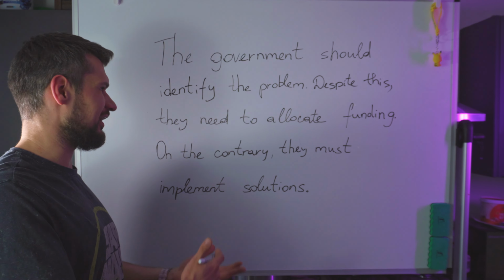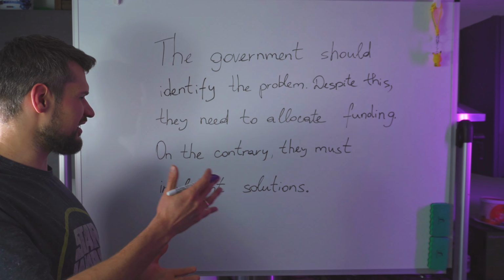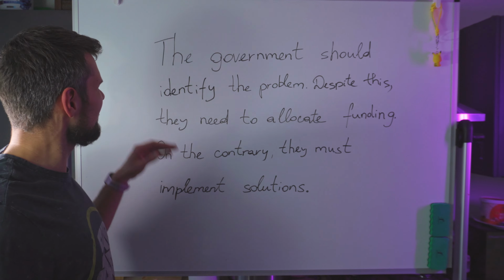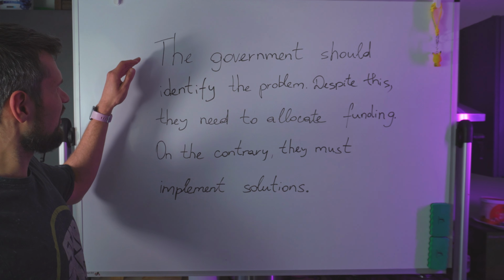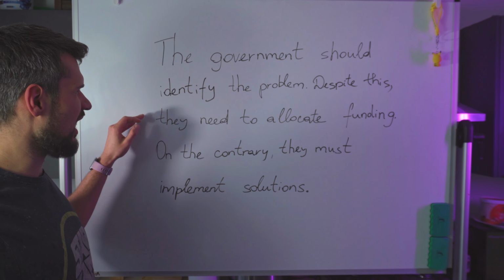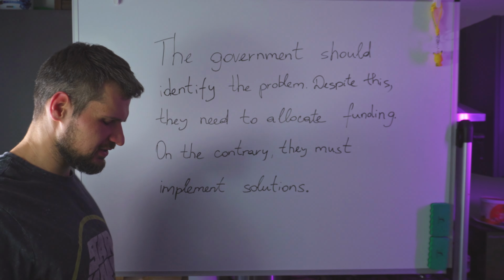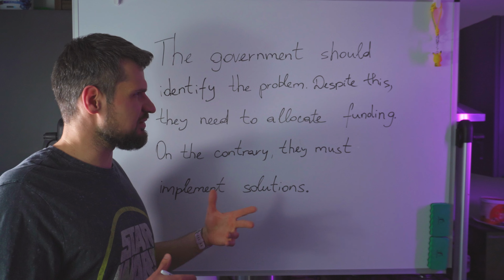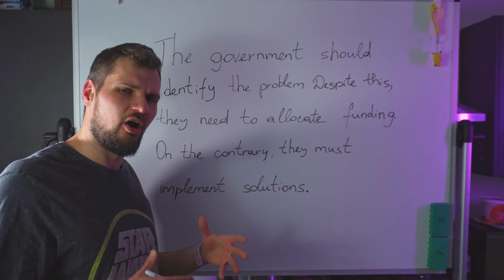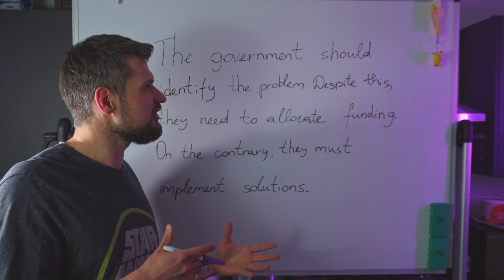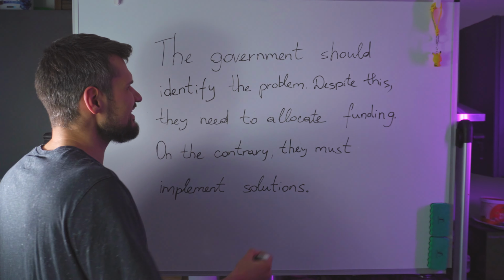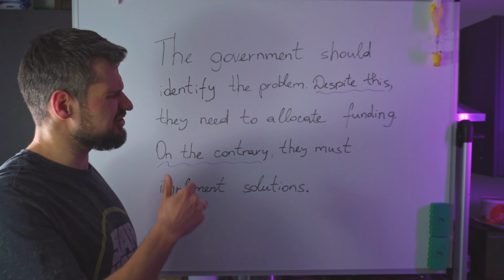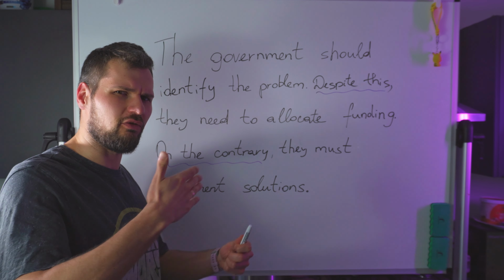Despite this, they need to allocate funding. On the contrary, they must implement solutions. It sounds a bit off, right? So when we look at these three sentences, the government should identify the problem, they need to allocate funding, they must implement solutions. To me, it feels like it's step 1, step 2, step 3. So it's a process. And from the previous example, we know that for processes, we need to use sequencing language. But in this case, we use comparative markers, which doesn't really fit there because they disrupt that natural flow.